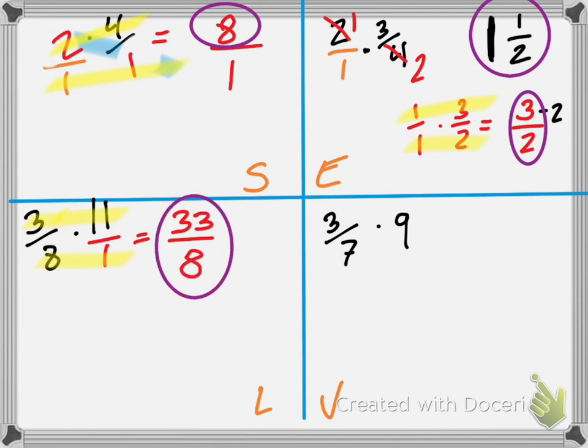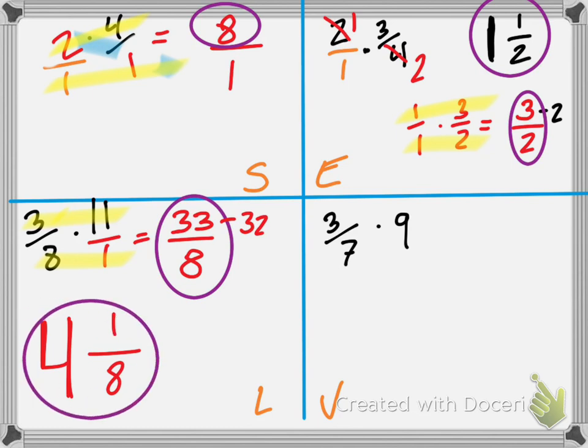But I want to simplify that. How many eighths fit into 33? 4. So my big number is 4. And what is 4 times 8? 32. I'm going to take that away from my top number. What is 33 minus 32? 1. I get 4 and 1/8. Those are the same numbers. 33 eighths is the same as 4 and 1/8.